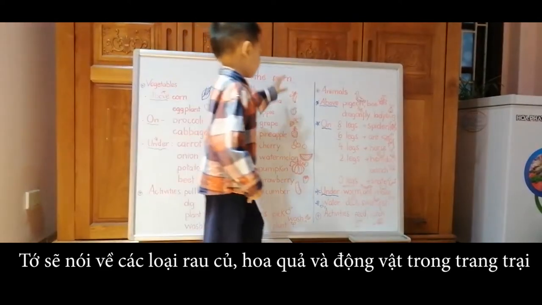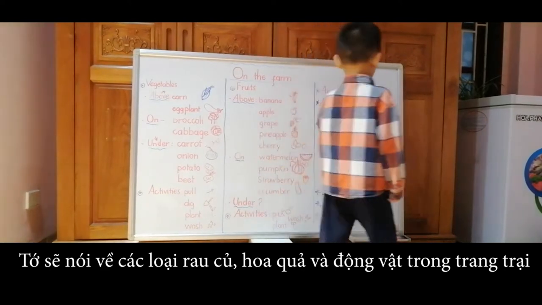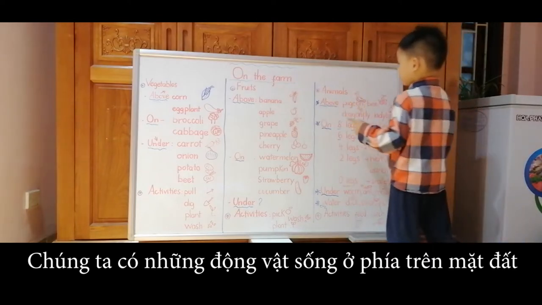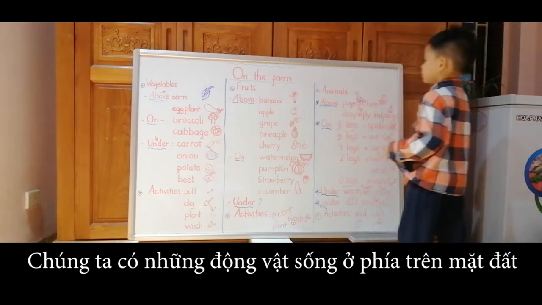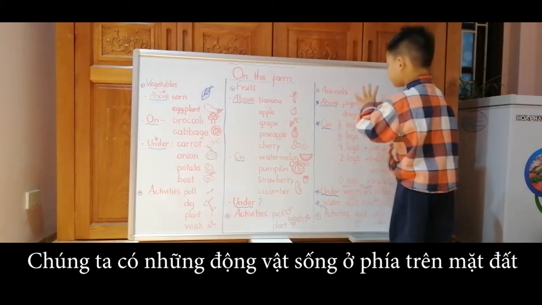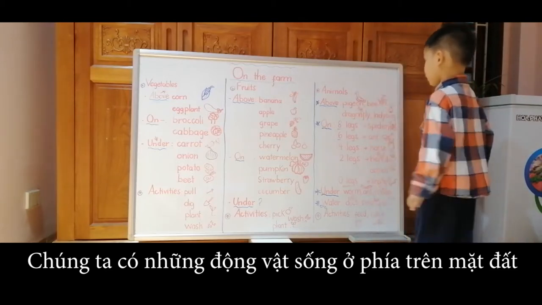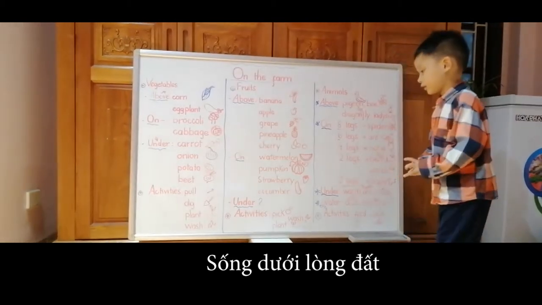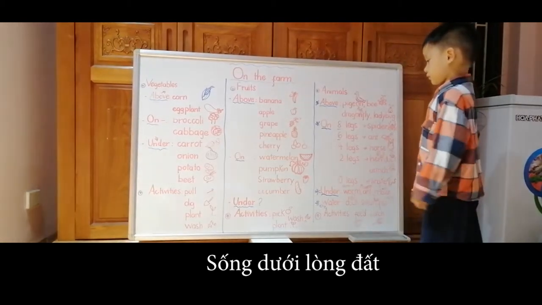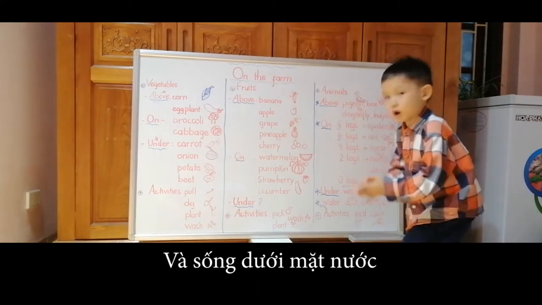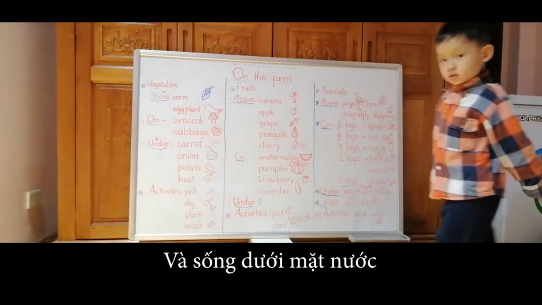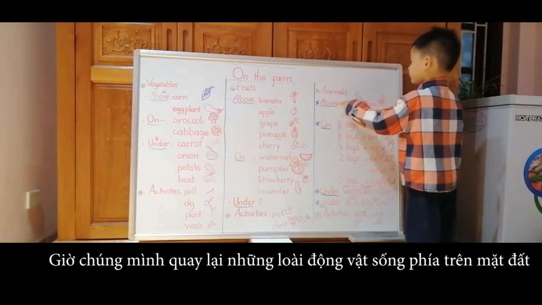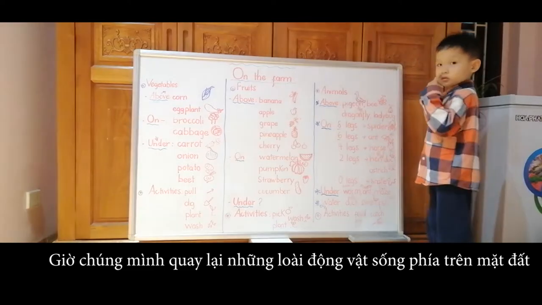Vegetable, food, and the animal on the farm. Okay, we have the animal. The animal above the ground, on the ground, under the ground. A little water. Now we come back. The animal is above the ground.